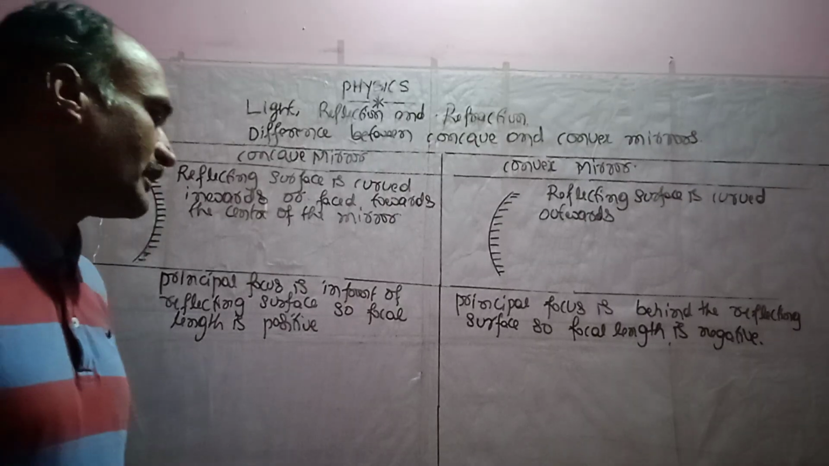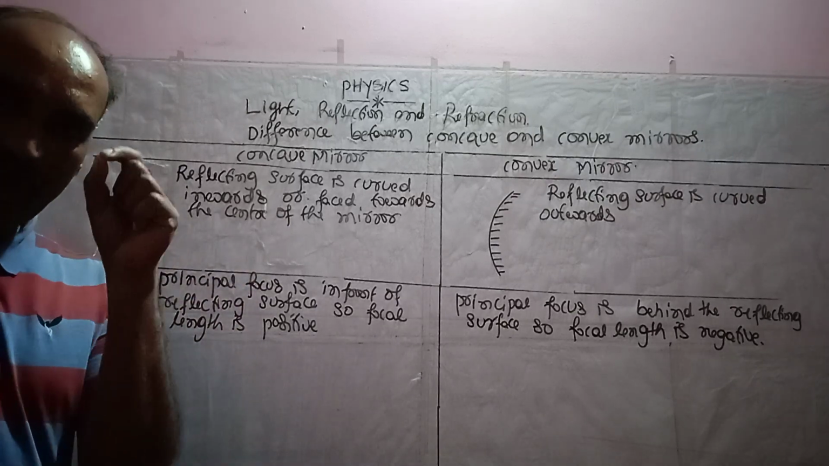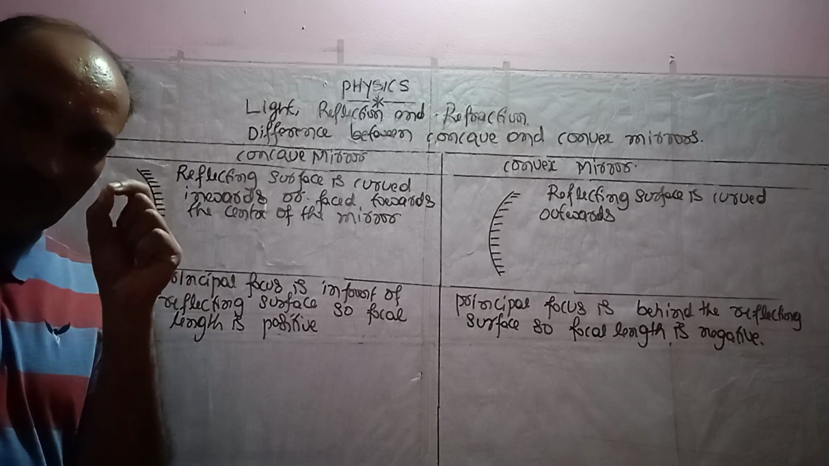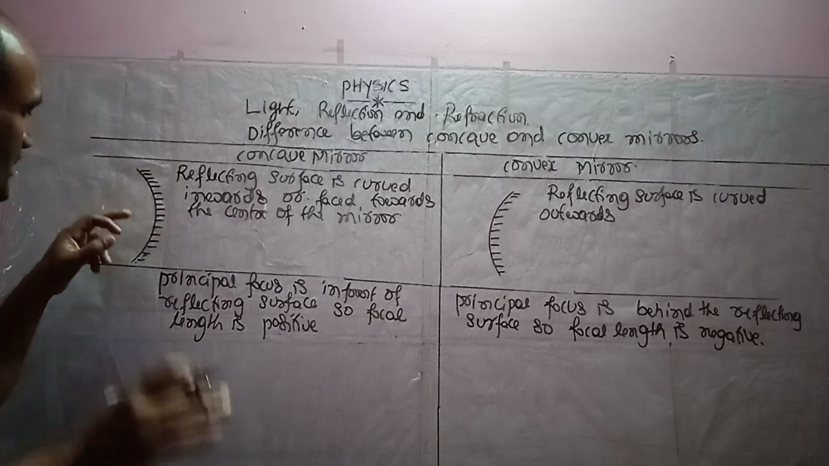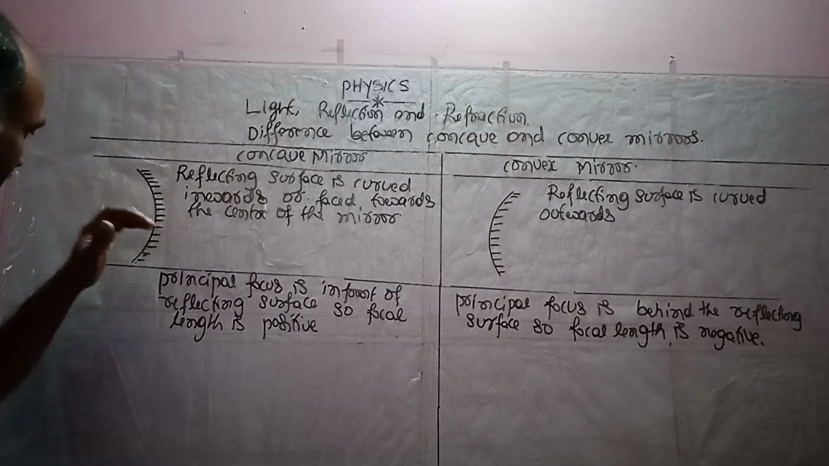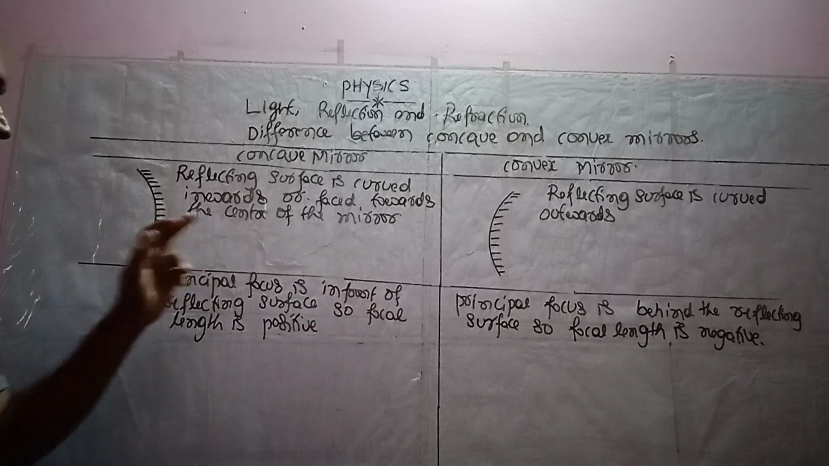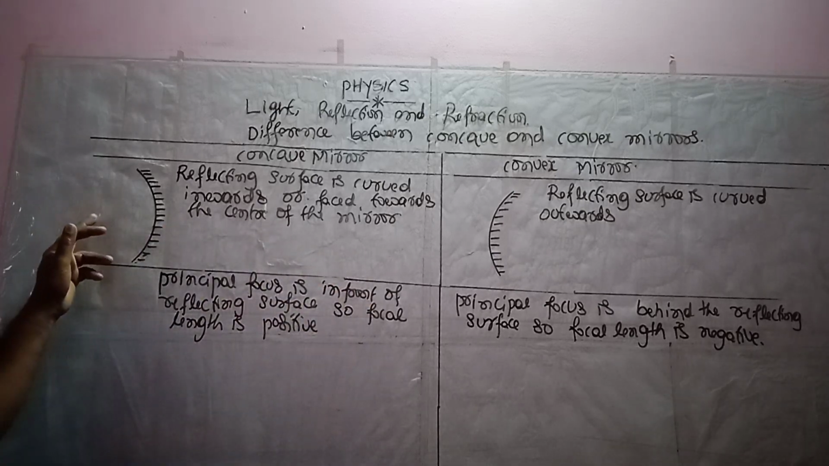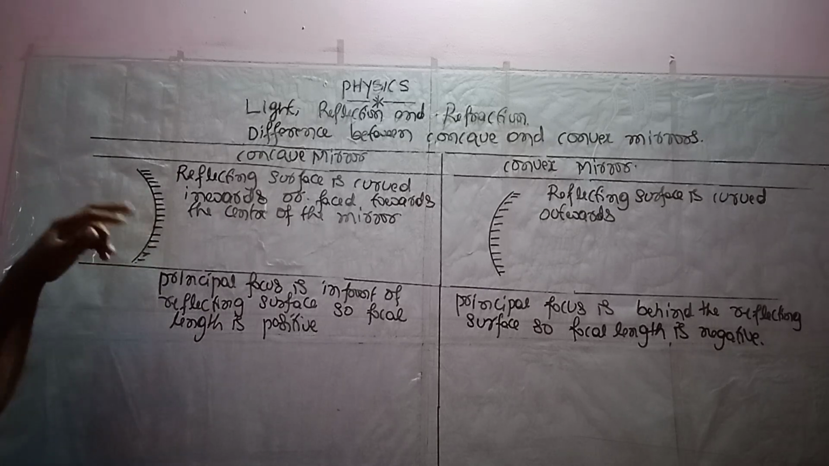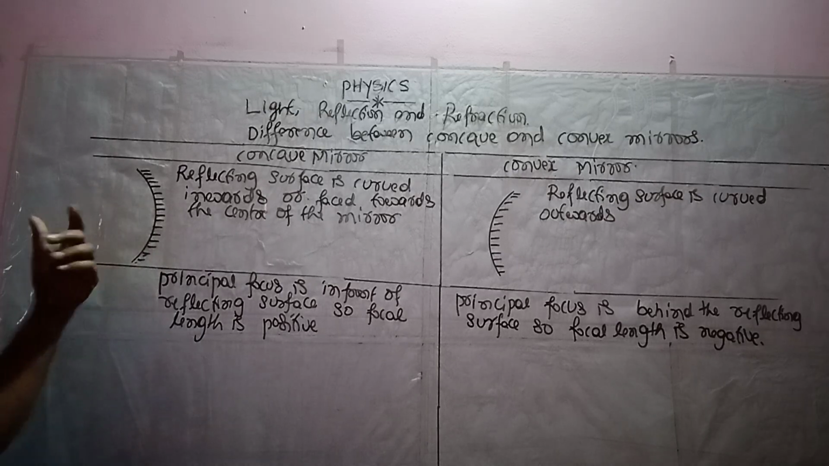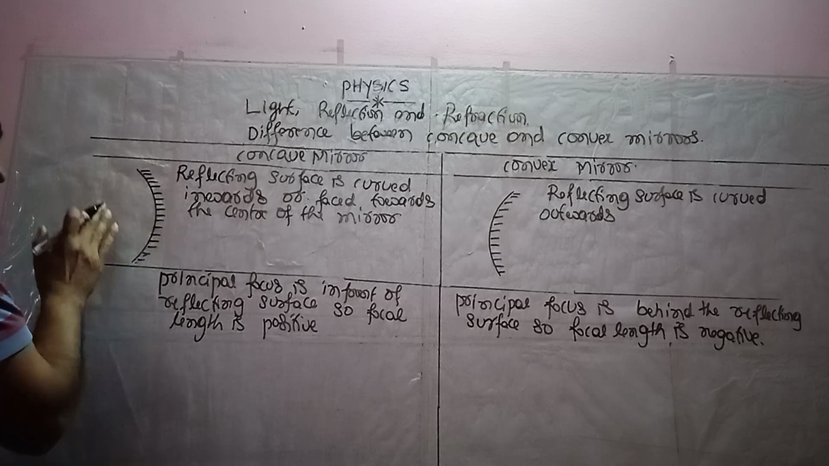The second difference is the principal focus. Focus is a point where we can get the image. In the case of the concave mirror, the principal focus is in front of the reflecting surface. The focal length means the distance between the center of the mirror and the principal focus.